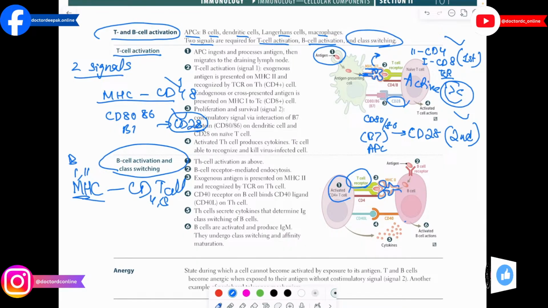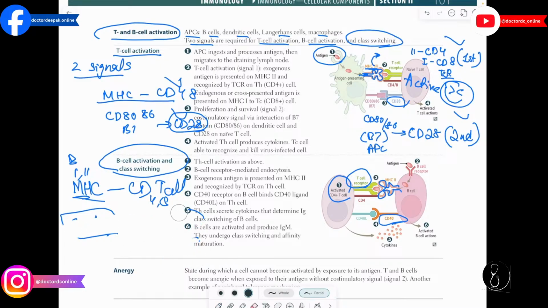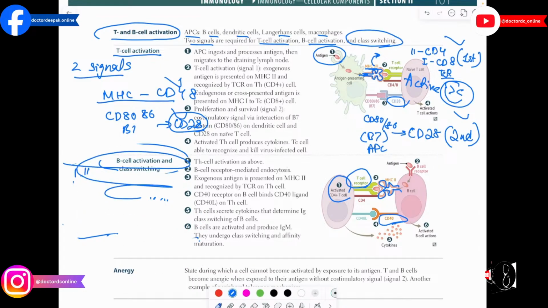Then there is the second signal, CD40. The CD40 on the B cell is going to attach with the CD40 ligand present on the T cell. The same mechanism you already learned in macrophages. Macrophages also have the same surface marker, CD40, which is going to attach with the CD40 ligand of T cells. Understand?